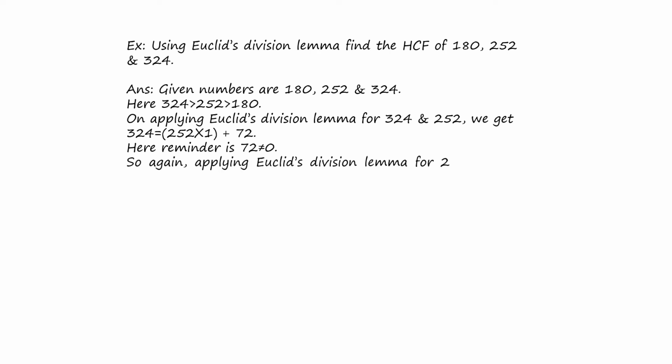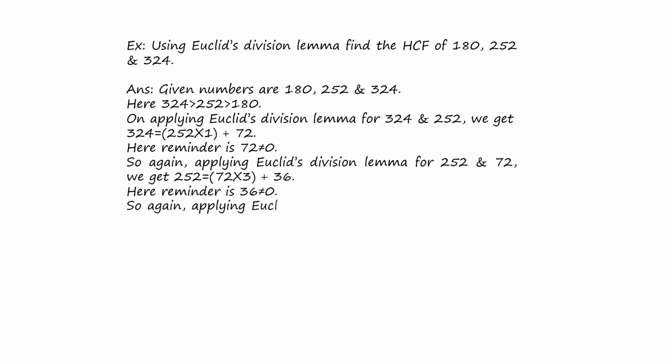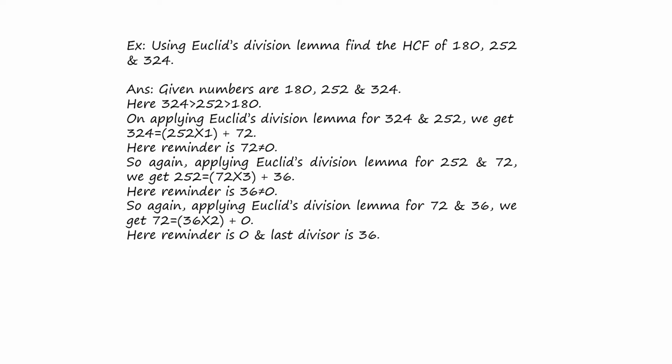So again taking 252 as dividend and 72 as divisor and applying Euclid's division lemma, we get 252 equals 72 into 3 plus 36. Again the remainder is 36 and it is not equal to 0. So again applying Euclid's division lemma for 72 and 36, we get 72 equals 36 into 2 plus 0. So here we got the remainder 0 and the last divisor is 36. Thus the HCF of 324 and 252 is 36.